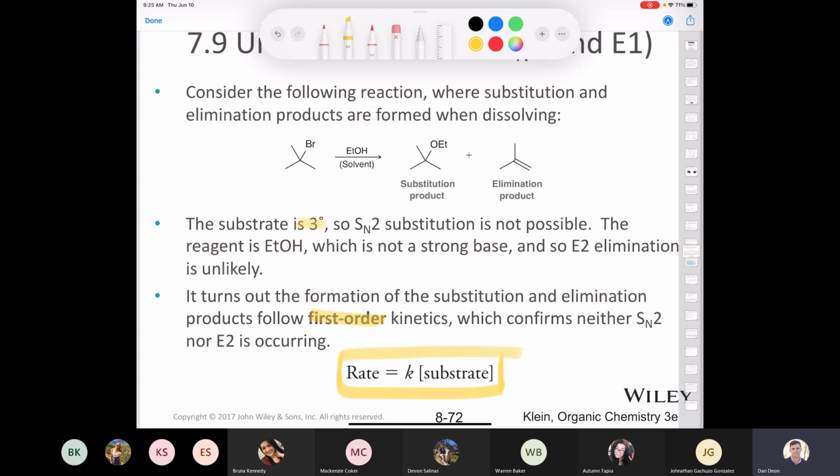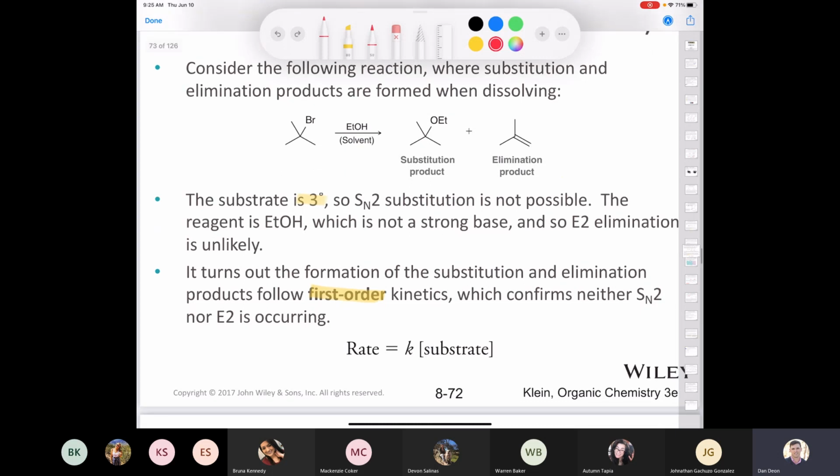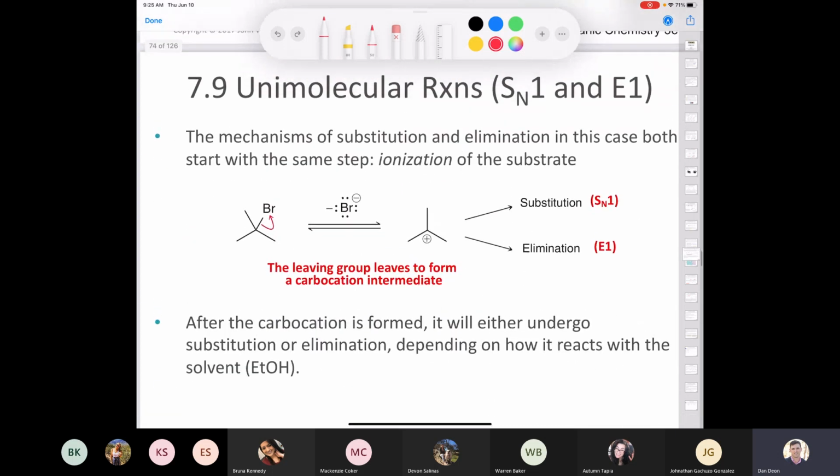Our rate is going to be equal to the rate constant multiplied by only the concentration of the substrate, right? The concentration of the solvent or whatever, it has nothing to do with it, okay? So we're only going to consider the concentration of the substrate in a first-order reaction. So when we have the substitution reaction, we call it an SN1 reaction. And when we have an elimination reaction, we call it an E1 reaction.